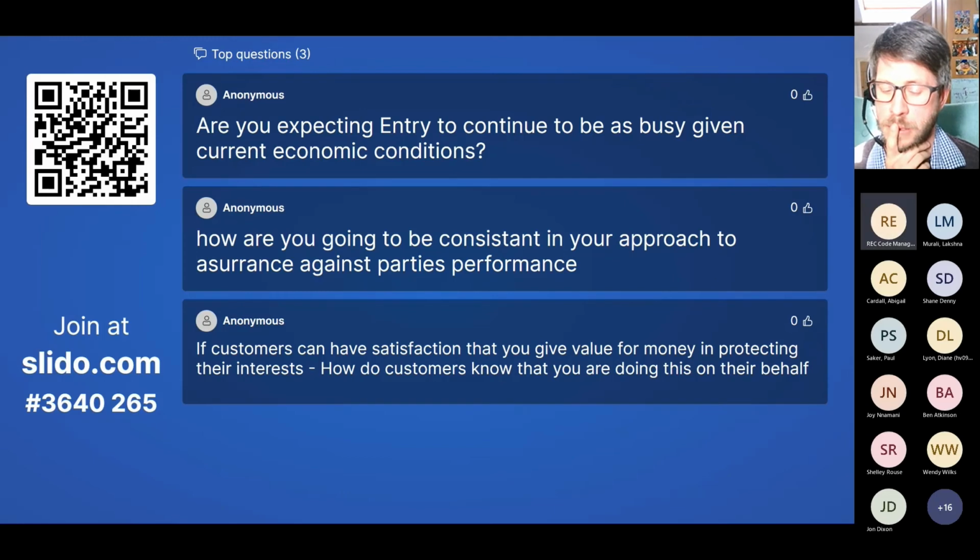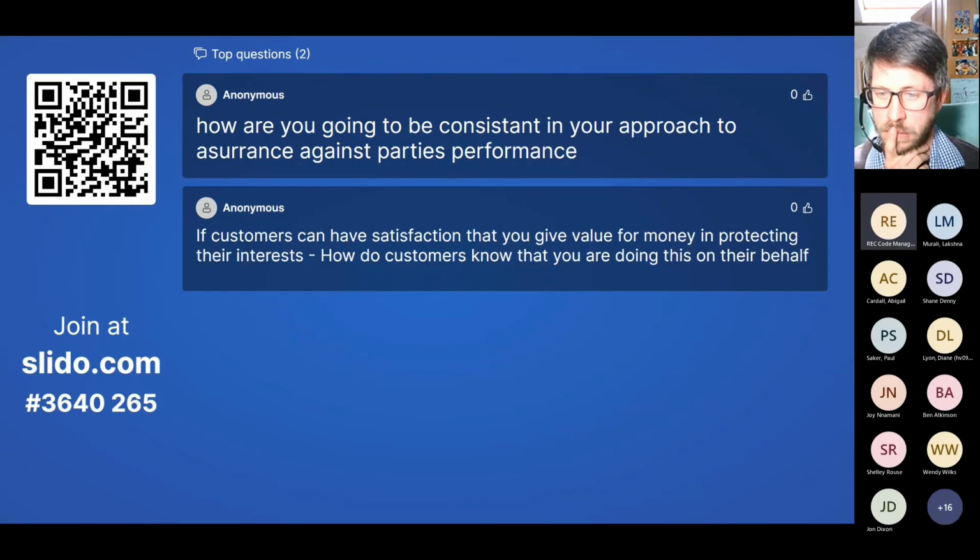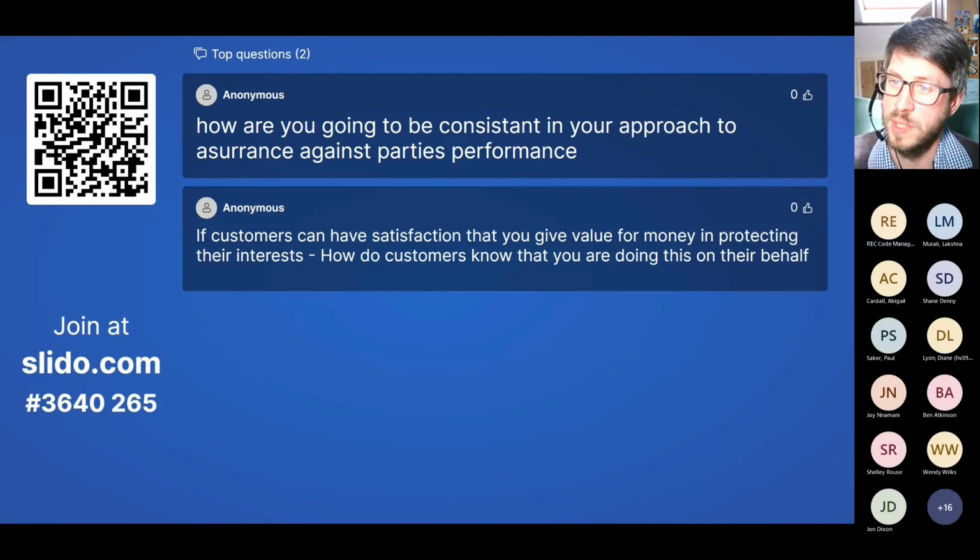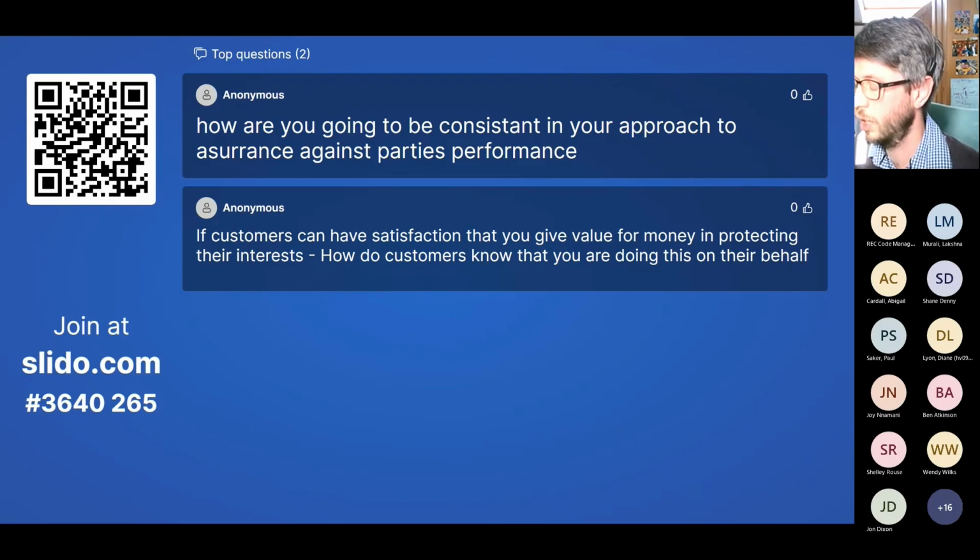Thanks, Anton. How are you going to be consistent in your approach to assurance against parties' performance? It's really important that we're consistent, and we have been consistent in the past year. And I think the fact that we're using real evidence and real data as the jumping off point, and then overlaying with that the context of what's happening in the market and market conditions, allows us to be consistent.